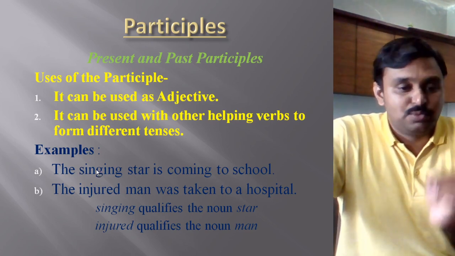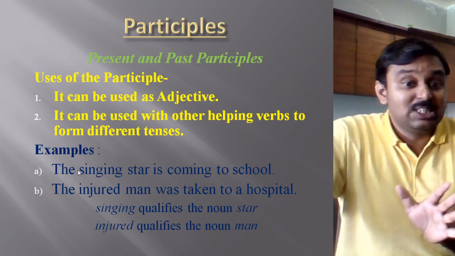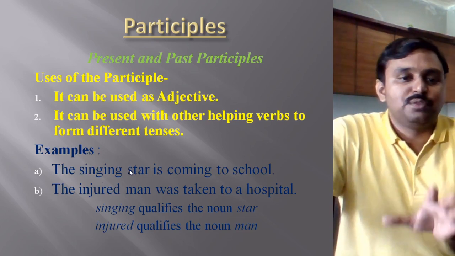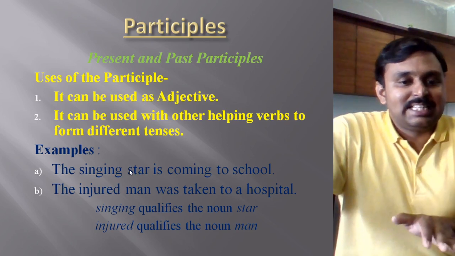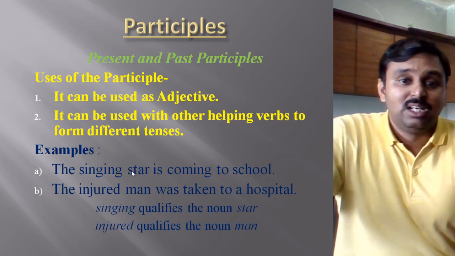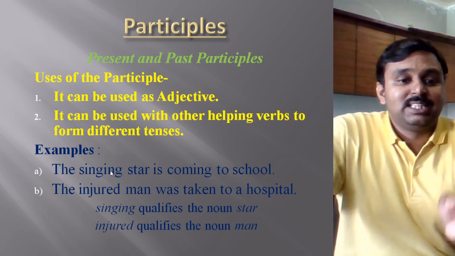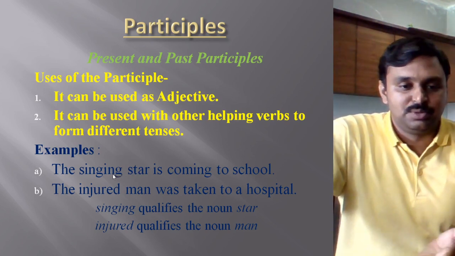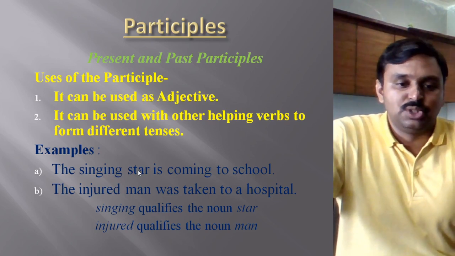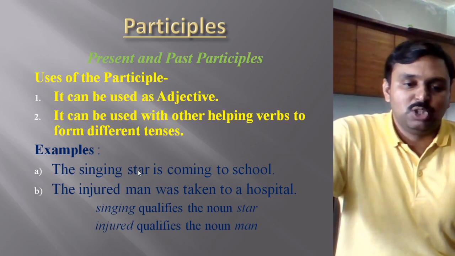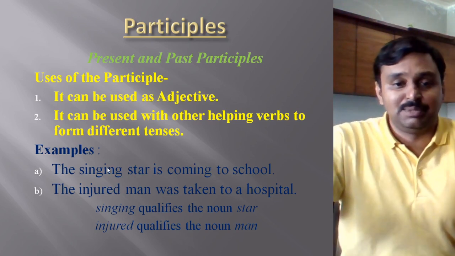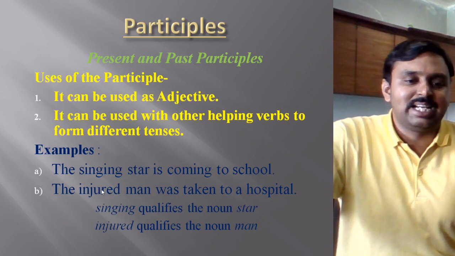There is no helping verb before this singing ing verb, and there is a noun after that. Because of that reason, it is describing the noun, so it is called an adjective participle. Now this will be a present participle because it is an ing verb. So here singing will be the adjective and star will be the noun. It's qualifying the star, and because of that it becomes a present participle, or we can say a participle adjective.